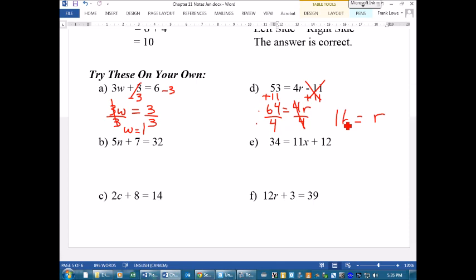Okay, b. We have 5n plus 7 equals 32. So to get rid of that plus 7, we got to throw in a subtract 7. We got to do that to both sides. These cancel out. We're left with 5n equals 25. Now we have 5 times n. How do you get rid of 5 times n? You divide by 5. You betcha. Okay. You got to divide by 5 on both sides. These cancel out. You're left with n equals 25 divided by 5 is 5.